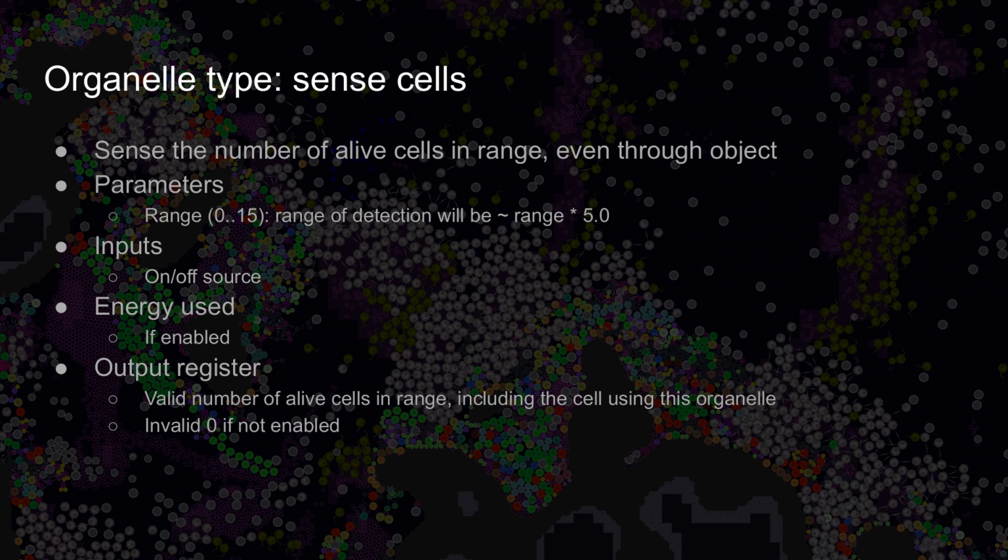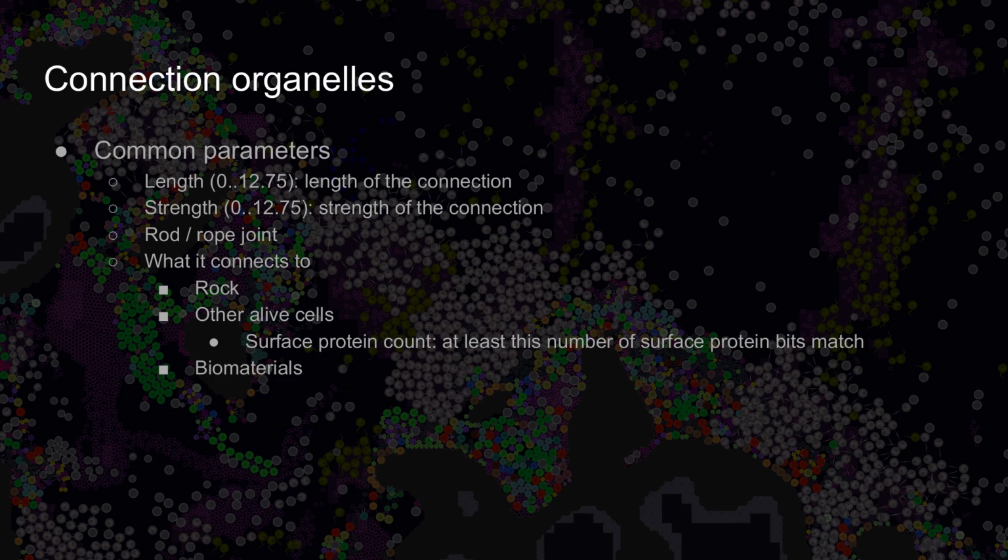Its output is a valid number of cells, including the cell using this organelle, if the organelle is enabled, and an invalid zero else. The next organelle types are connection organelles. They all share some common parameters. One is how long the connection will be. Another one is how strong it will be, how much stress it can tolerate. The next one is the type of joint.